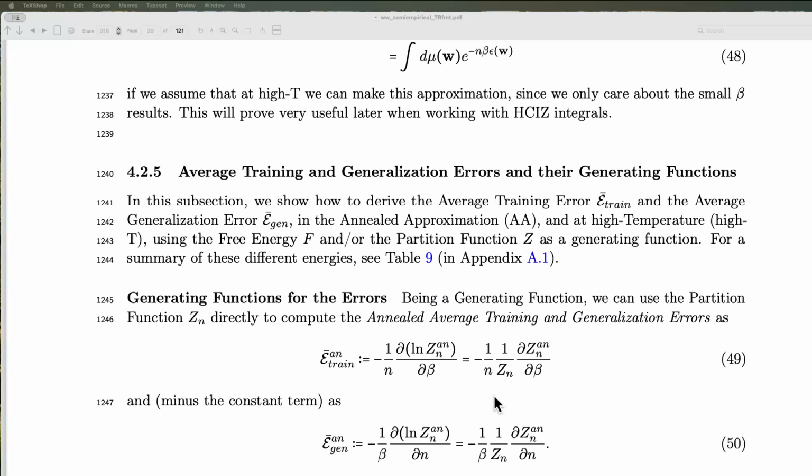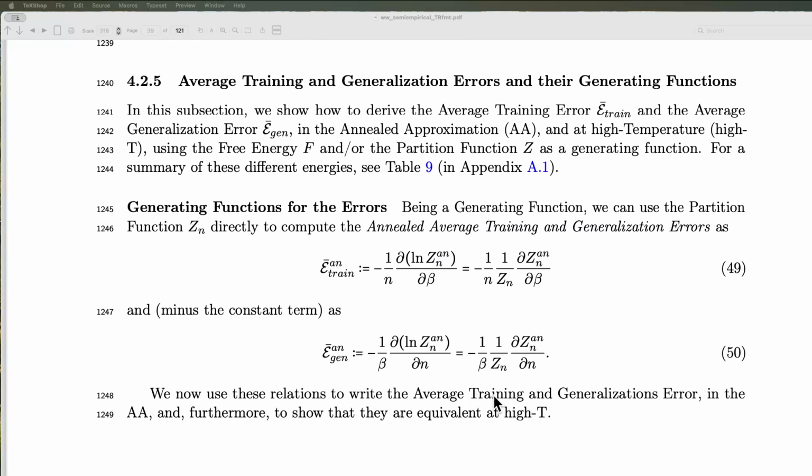Okay, so that's kind of where we stopped last time, and I kind of got through that. If there are any questions, let me know. Otherwise, I'm going to move on to this next section.